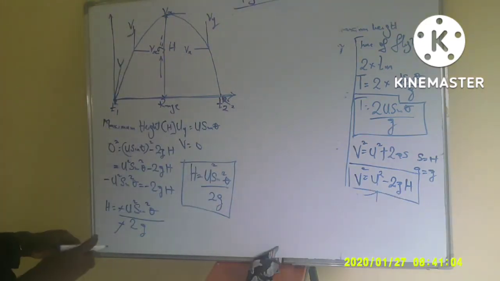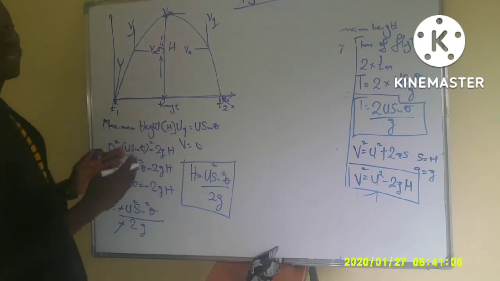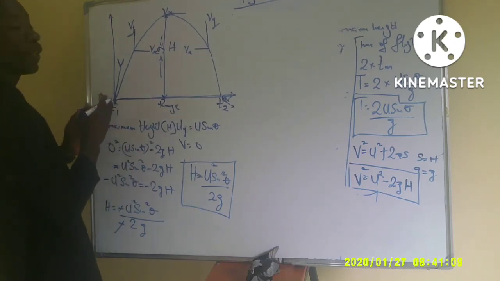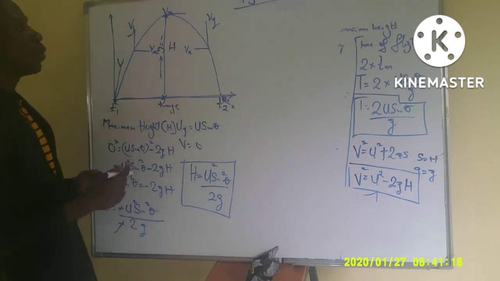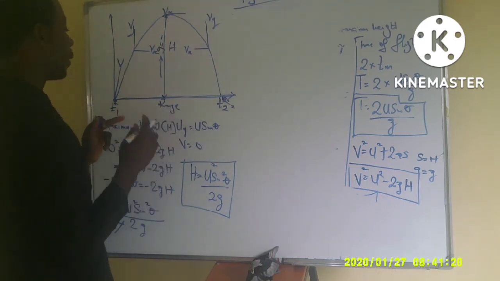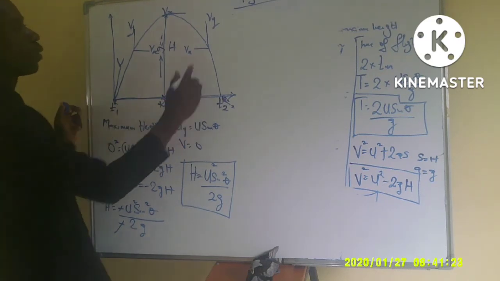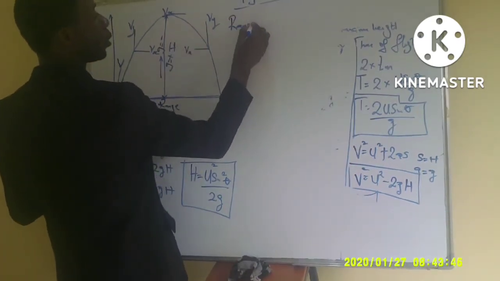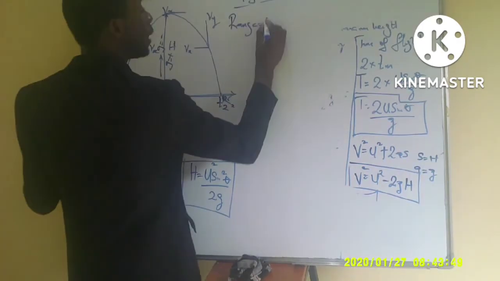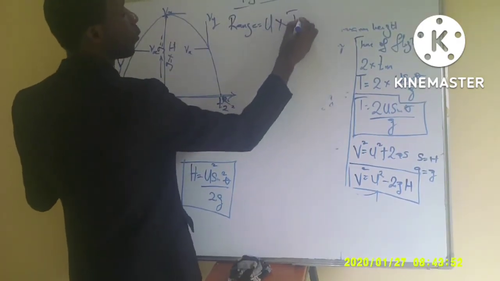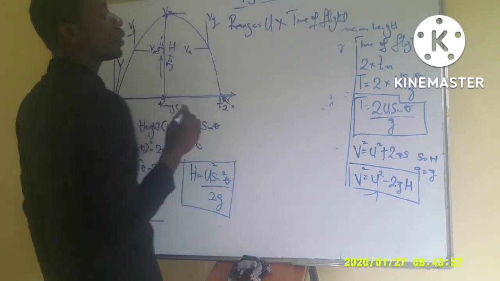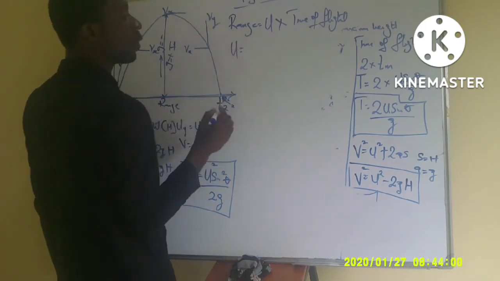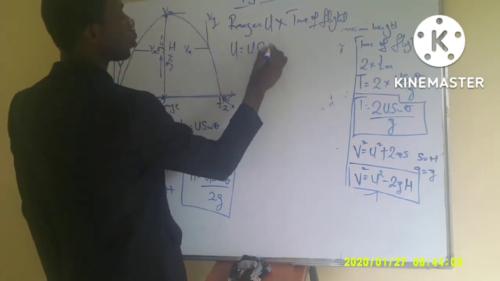So the last one is the range. The range is the distance from where the projectile started, the initial starting position of the projectile, to the point where the projectile hits the ground again. So here we are taking into consideration just the horizontal distance. So the range is equal to the initial velocity times time of flight. So what is the initial velocity? Initial velocity is u cos theta.